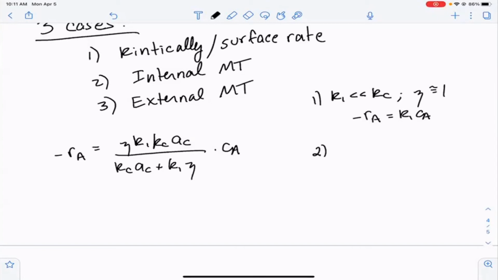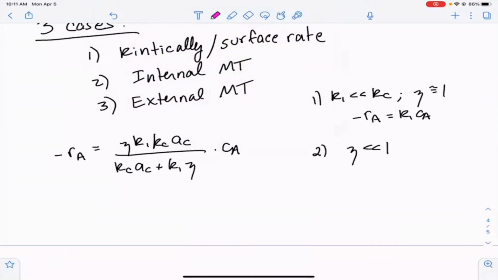Well, I guess we can do either one. Let's do internal mass transport limited. So when we're internal mass transport limited, all that we really know then is that the effectiveness factor is small, right? We're not using the catalyst at all.